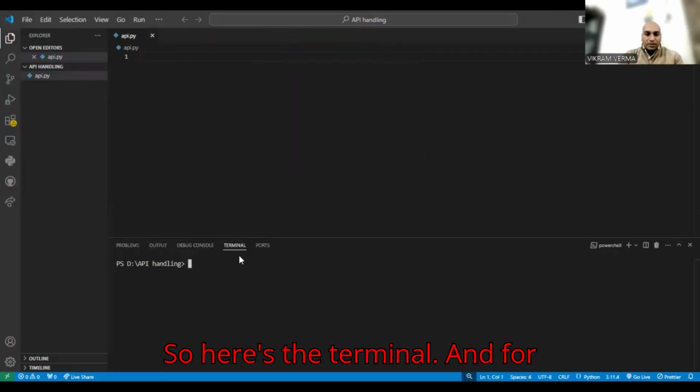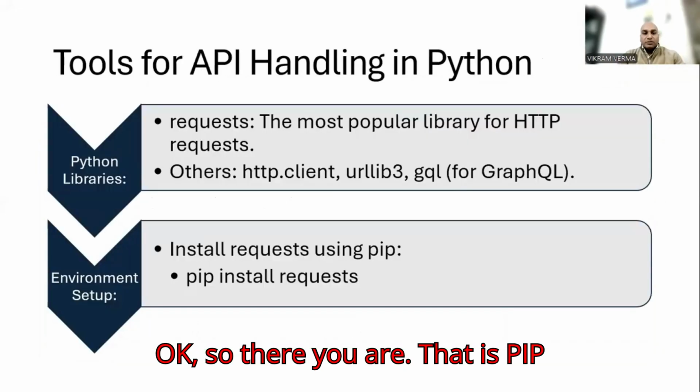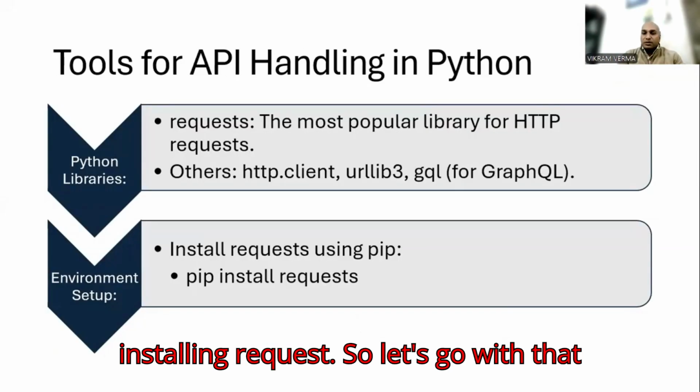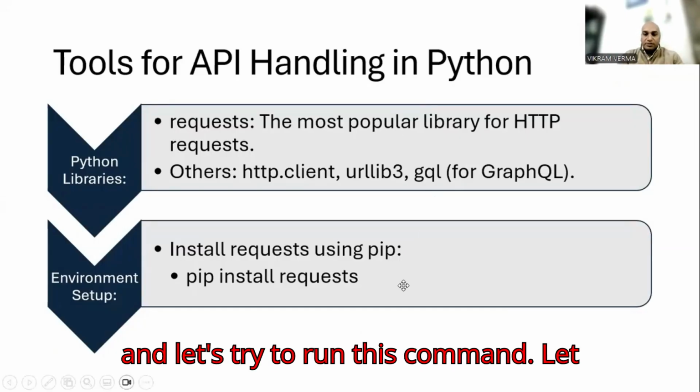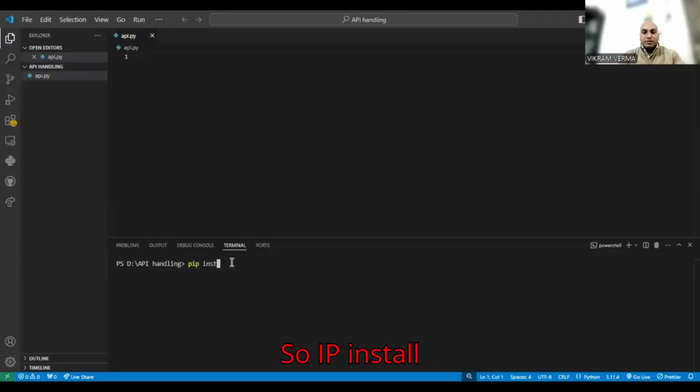So here's the terminal. And just for checking, we can install requests. Let's see the command that was required for installing. Okay, so let's go there, and we had the command. Okay, there you are. That is pip install requests. So let's go with that and try to run this command. Let me share this. So, pip install requests.